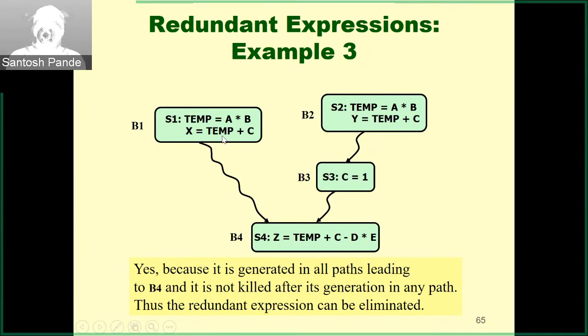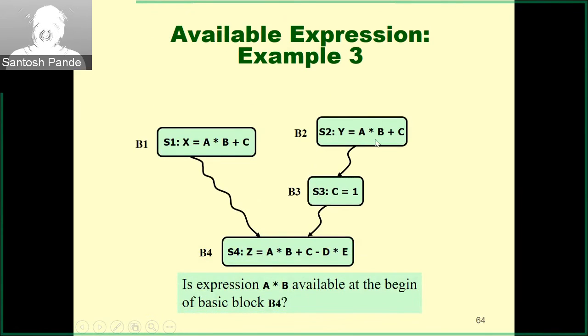This is transformation. We must introduce here some temporary, which is a unique name that doesn't clash with anything else, so as not to disturb the data flow. You may ask, hey, why don't we just do A star B plus C, the whole of it, and eliminate it over here? The question is, can we do it? Let us find out if it is available here.